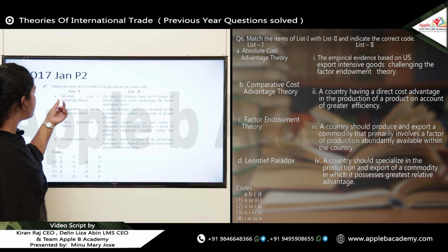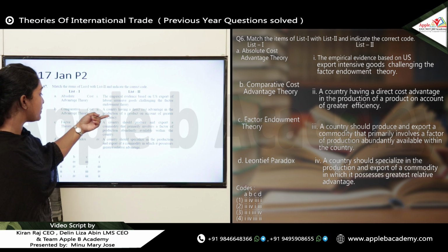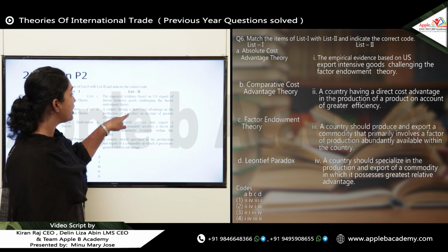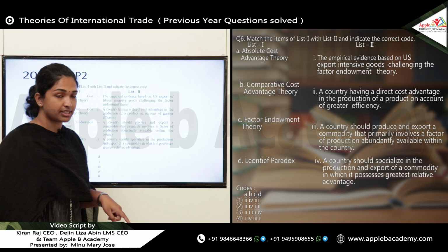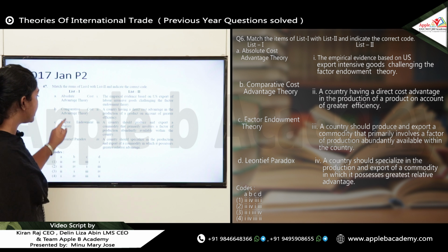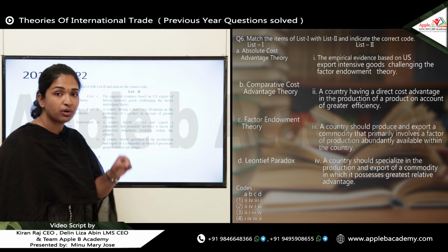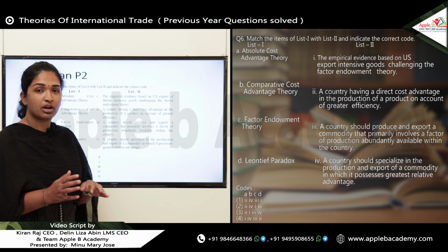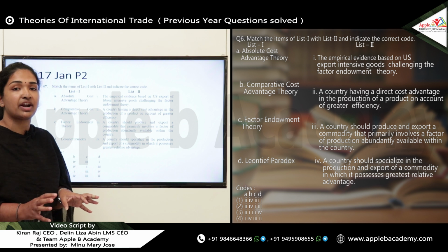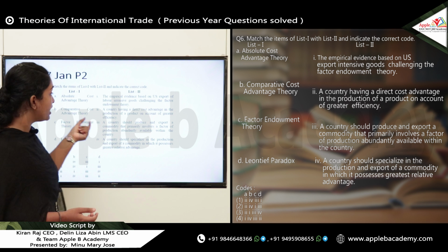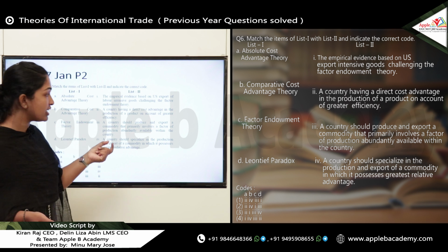So option A, absolute cost advantage theory, can be matched with a country having a direct cost advantage in the production of a product on account of greater efficiency. Now moving on to comparative cost advantage theory given by David Ricardo, which gave more importance to relative advantages or cost advantage. Relative cost advantages were given more importance in the comparative cost advantage theory, or the Ricardian theory.